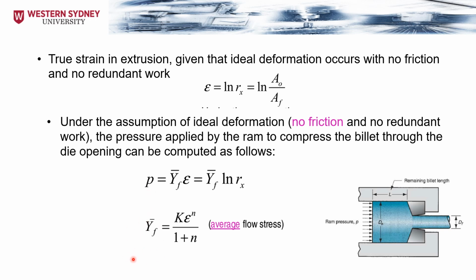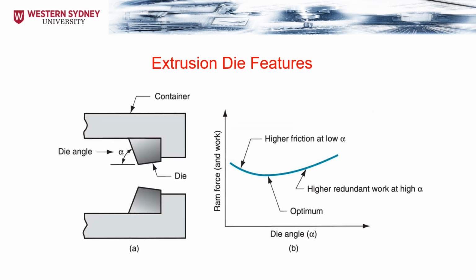The average flow stress can be calculated with the following equation: K multiplied by the strain, the ideal strain or the true strain, to the power n, and divided by 1 plus n. Okay? So the only difference between the average flow stress and the flow stress is that we divide by 1 plus n.